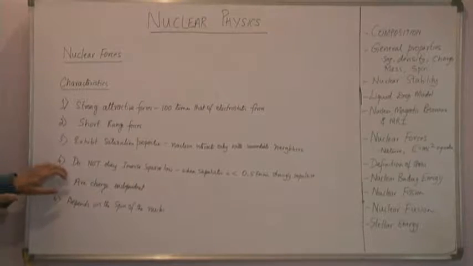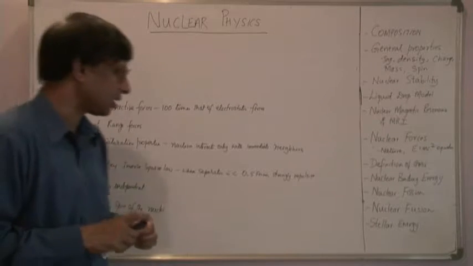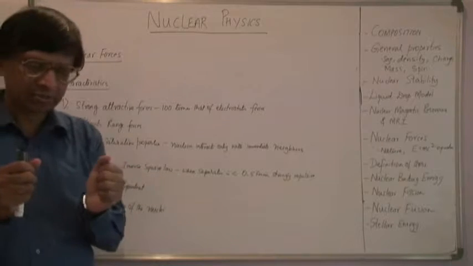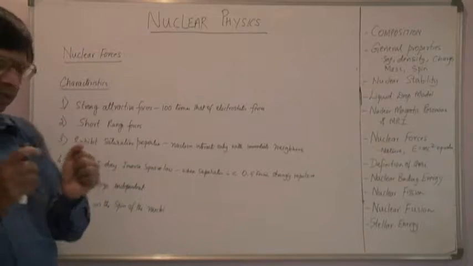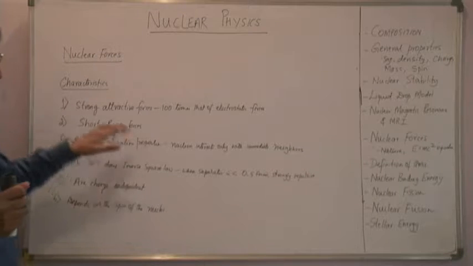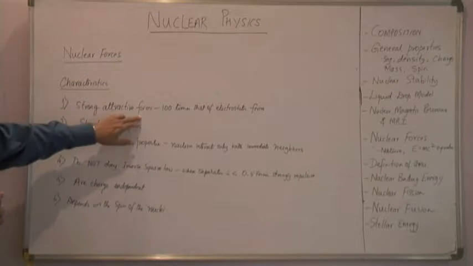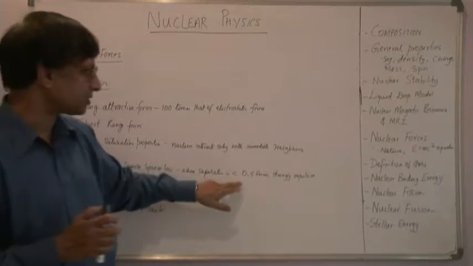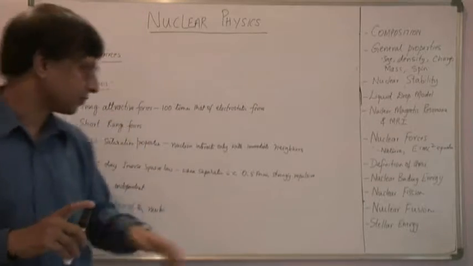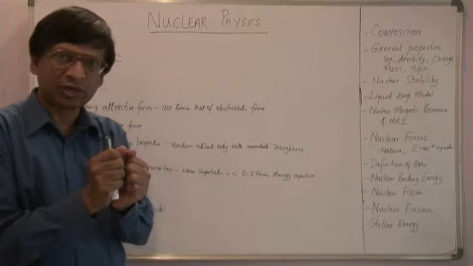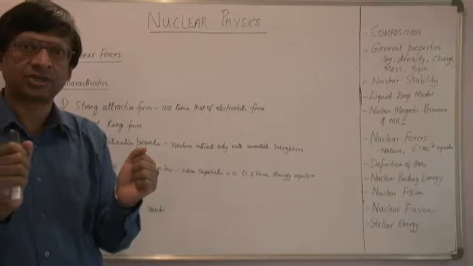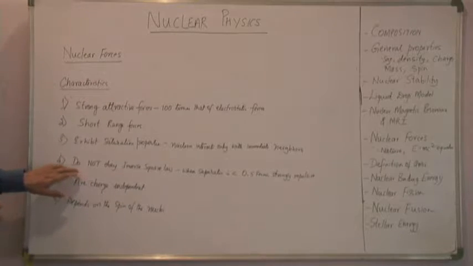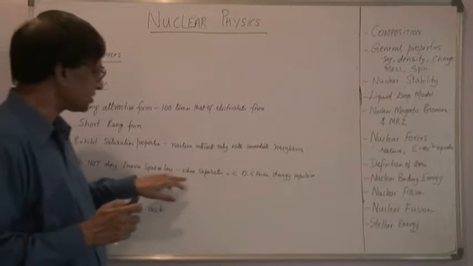And the fourth point is, they do not obey inverse square law. That means, as you bring the particles close together, they are attractive in nature up to an extent, and they are very strong attractive forces. But when the distance between the two particles becomes less than 0.5 Fermi, then the nuclear forces become repulsive in nature. They start repulsing one another. So this is what is meant by they do not obey inverse square law.